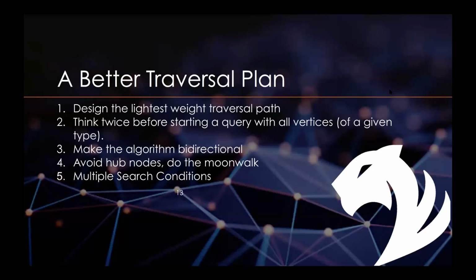And now let's go to the topic of how to design a better traversal plan, right? So these are a few things we can think about. First, we want to always choose the lightest weight traversal path. We want to find the path that traverses the minimum number of vertices and edges. When we run the query, we want to start from somewhere, and we need to think twice before we start from a type or all the vertices. Sometimes we can consider making our algorithm bidirectional. We also need to think about how to avoid the hub nodes. Sometimes we need to traverse back a little bit, like a moonwalk. And also what to do when we search with multiple search conditions.